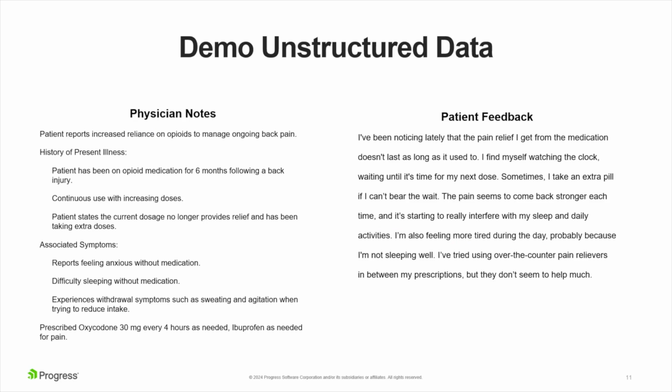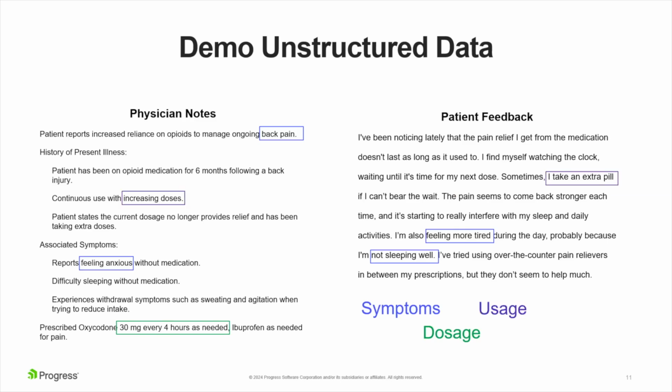Now, with the unstructured data, there's lots of information here that could be useful in automating your decisions. So there are symptoms in here. They have back pain. They're feeling anxious. There is dosage information for 30 milligrams every 4 hours as needed. There's usage information. They're increasing the dosage. They take an extra pill. And there's information about effectiveness. It doesn't last as long. It doesn't seem to help. All of this is valuable information for incorporating into your automated decisions.